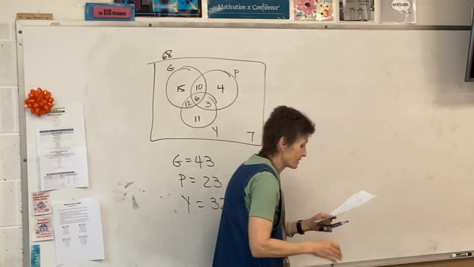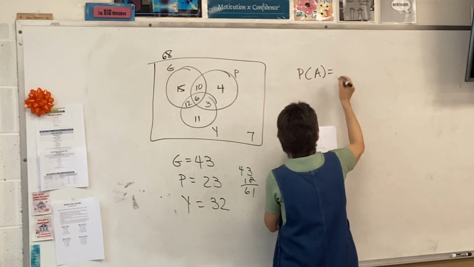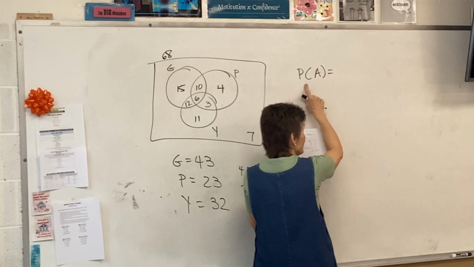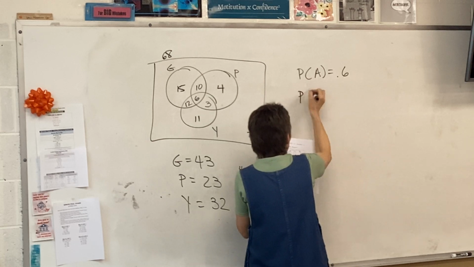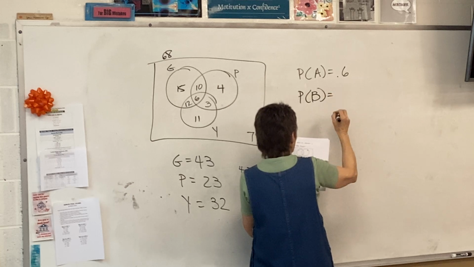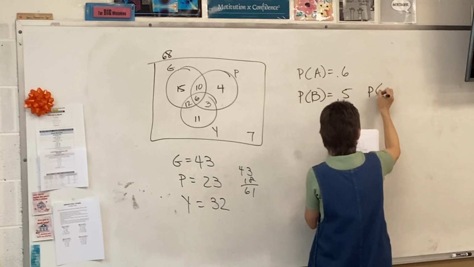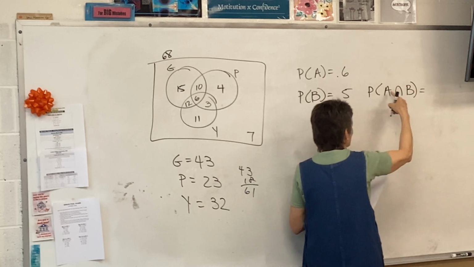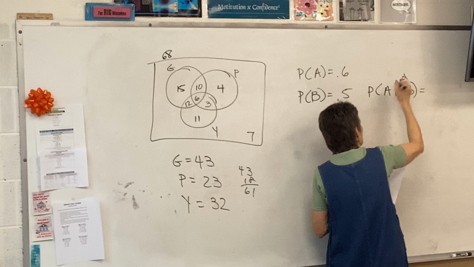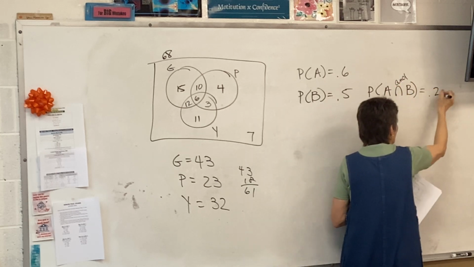So, let's look at what this means. Somebody has said that the probability you like apples is 0.6. And the probability you like bananas is 0.5. And the probability that you like both, this is A and B, the probability you like apples and bananas, is 0.2.